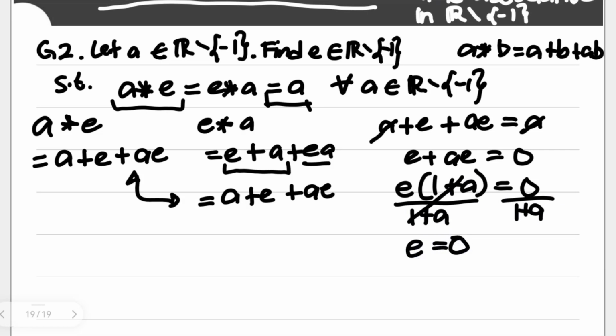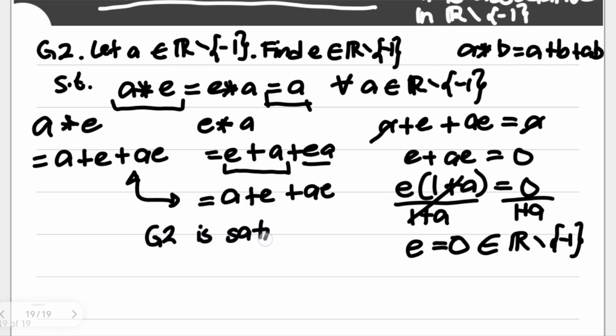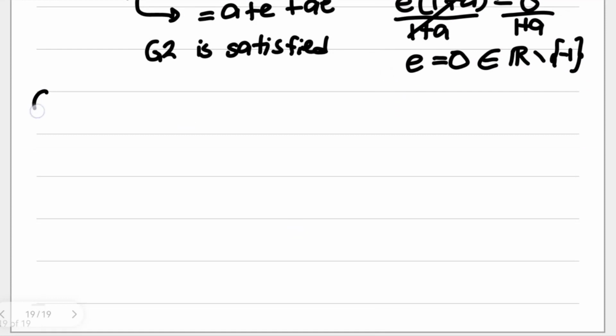Of course, you can automatically say the identity for that, because it's on usual addition, we have here 0. And 0 is still an element of the set of real numbers except for -1. This would mean that G2 is satisfied. We have determined the existence of an identity element, and that's specifically 0 for this given set under the operation star. Not yet a group, because we still have our third condition, G3.